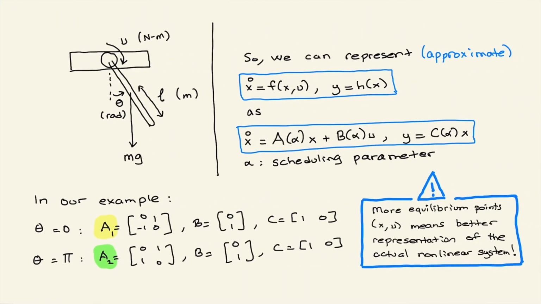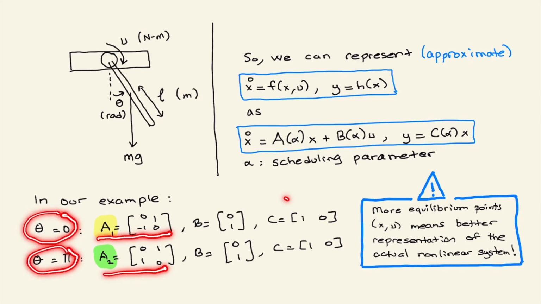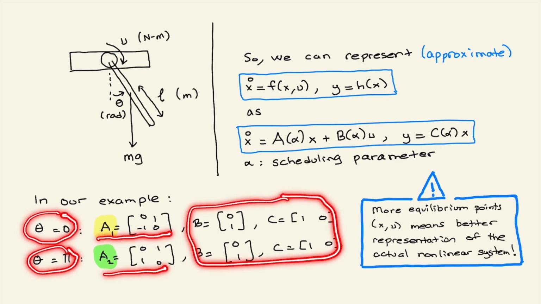All right, so basically we had this nonlinear system. We can represent, or actually approximate, this system as a gain scheduled system. And we considered for this pendulum example two equilibrium points. For theta equals 0, A1 is this, and for theta equals pi, A2 is this. Note that the B and C matrices in this case turn out to be the same.